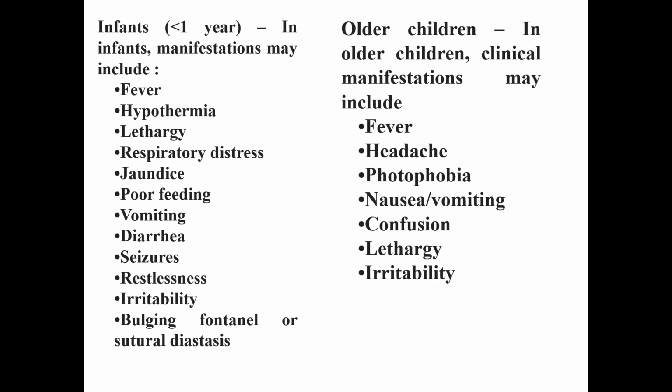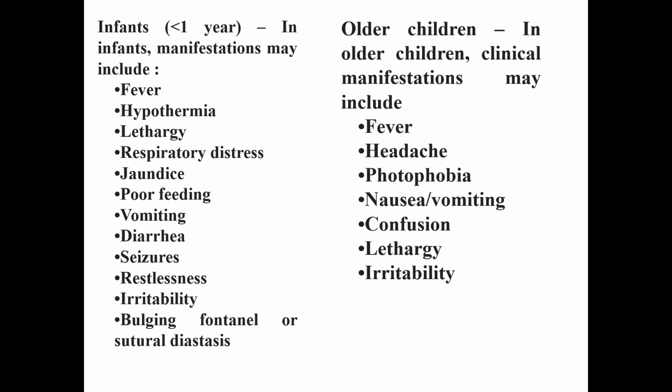So what we have discussed, if an infant comes to you, you will ask for features of fever, hypothermia, lethargy, distress, jaundice, features of increased ICP like vomiting, somnolence, loose stools, then signs of raised ICP like bulging fontanelle and sutural diastasis. You know that we have to assess the petrosquamous suture also to see if there is a sutural diastasis.